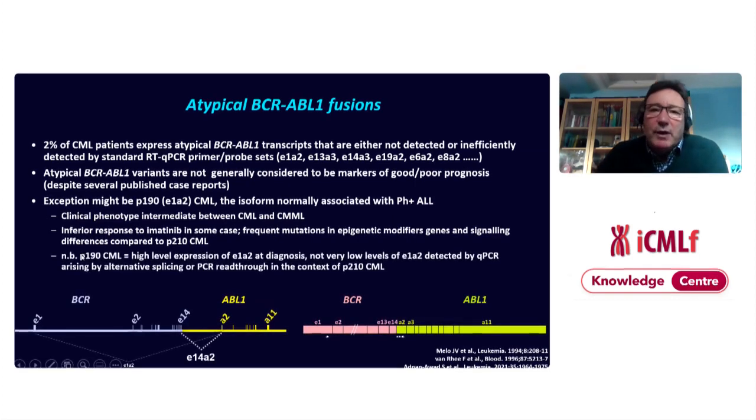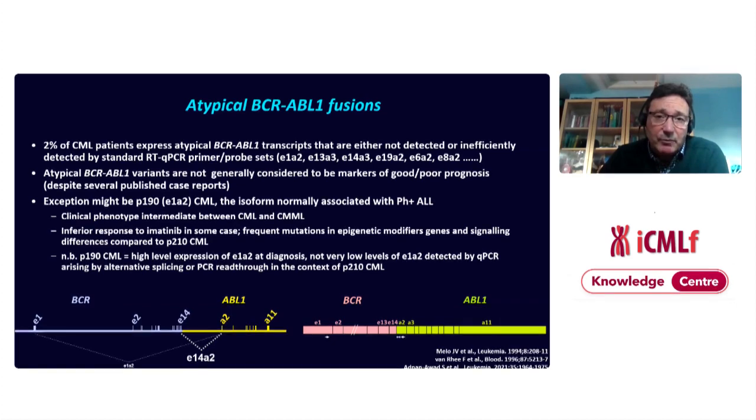I just wanted to make one point clear because this continues to cause confusion. If you have a patient with a standard P210, so E14A2, E13A2 fusion, you can detect P190 transcripts in most patients if you look hard enough. If you work it out, these are only present in less than 1 in 100, 1 in 1,000 cells. They're very low level, and they arise either due to alternative splicing or just through PCR read-through.